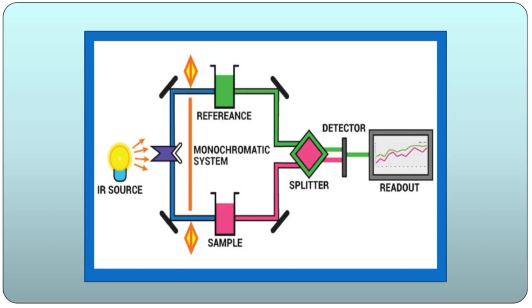And the fifth one is the detector. After passing through the sample and reference, the beams are directed to the detector. The detector records the intensity of the radiation that passed through the sample and the reference. And the sixth one is the readout. The final data is sent to the readout device such as a computer display or printer. The resulting graph shows how much of the IR light was absorbed at the different wavelengths, producing an IR spectrum that can be used to identify and analyze the sample.